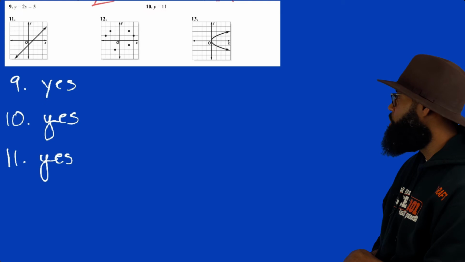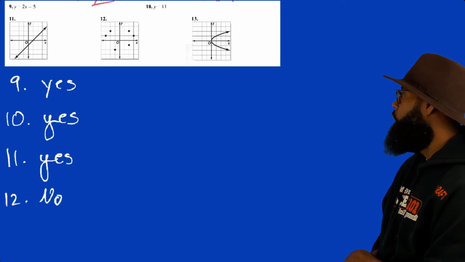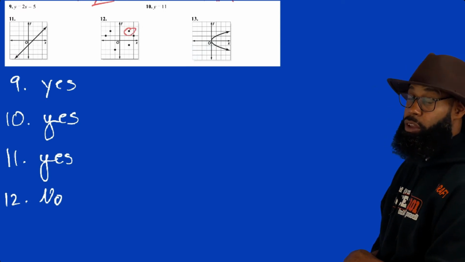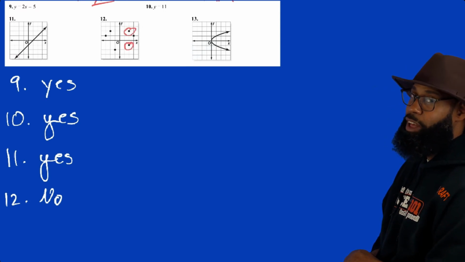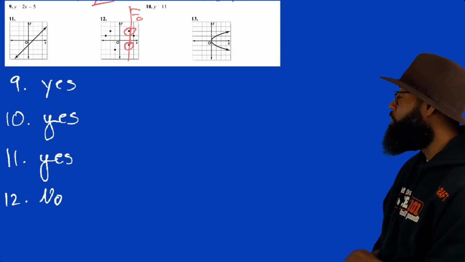11, 12, and 13 though. 11 is a yes, 12 is a no, and 13 is a no. But why are 11, 12, and 13 what they are? Let's talk about it. So as I mentioned before, the vertical line test, what happens is you take a vertical line and you go across your graph and you're looking for doubles.